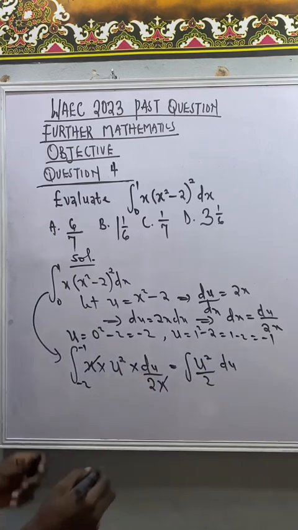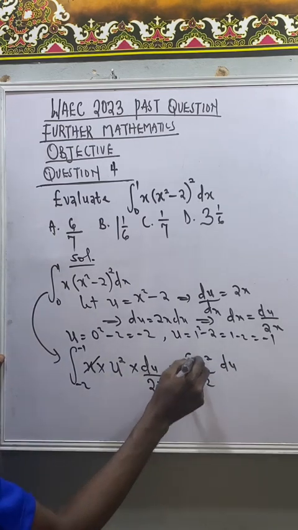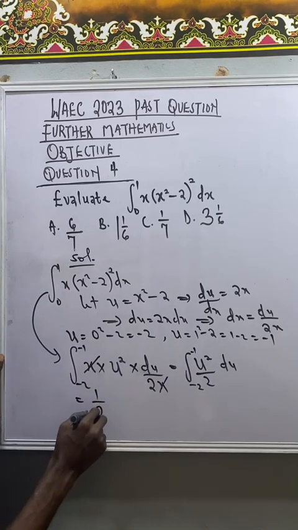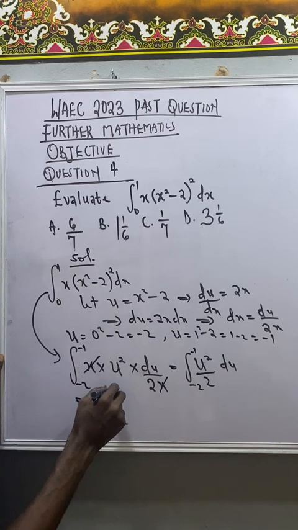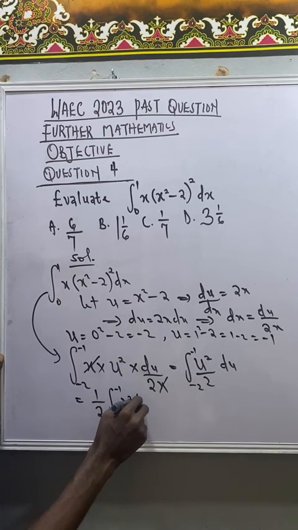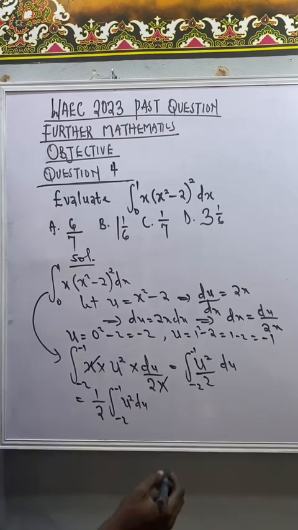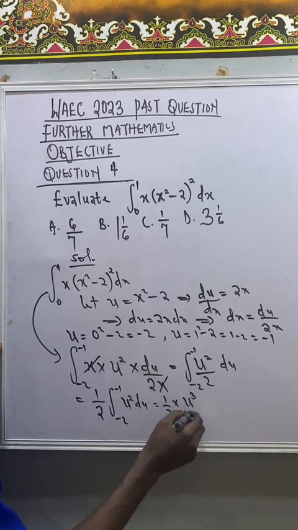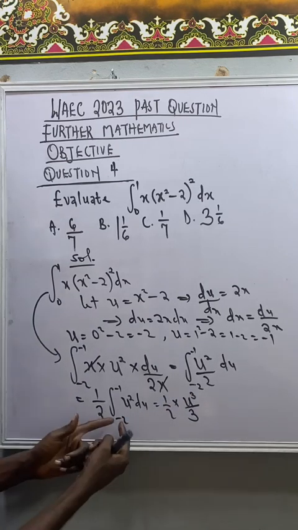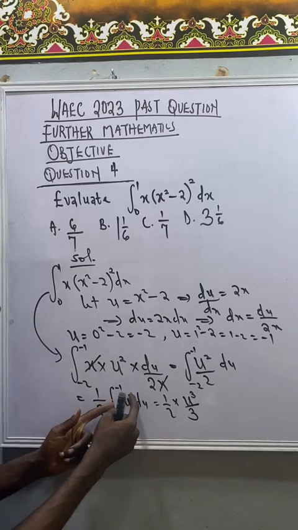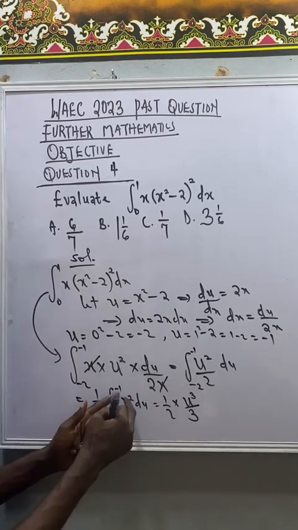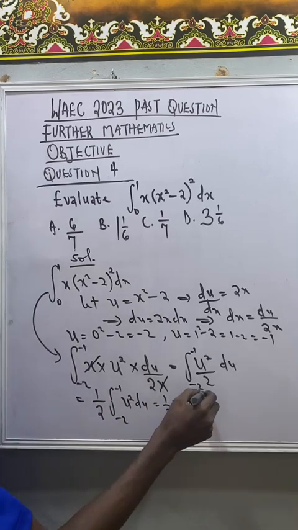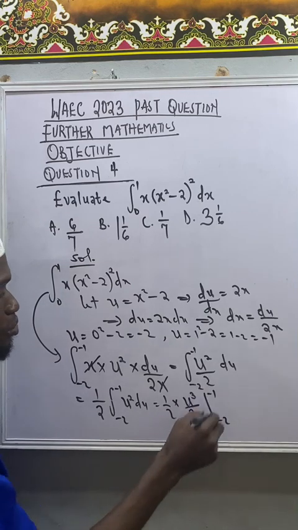Don't forget, we have limit from −2 to −1. I can factor out the 2 so that I can have 1 over 2 times the integral from −2 to −1 of u² du. Integrate u². That means you have 1 over 2 times u to the power of 3 all over 3. In integration, we add 1 to the power and divide by the new power. That's 2 plus 1 all over 2 plus 1, which will give me 3. So then the integral is ranging from −2 to −1.